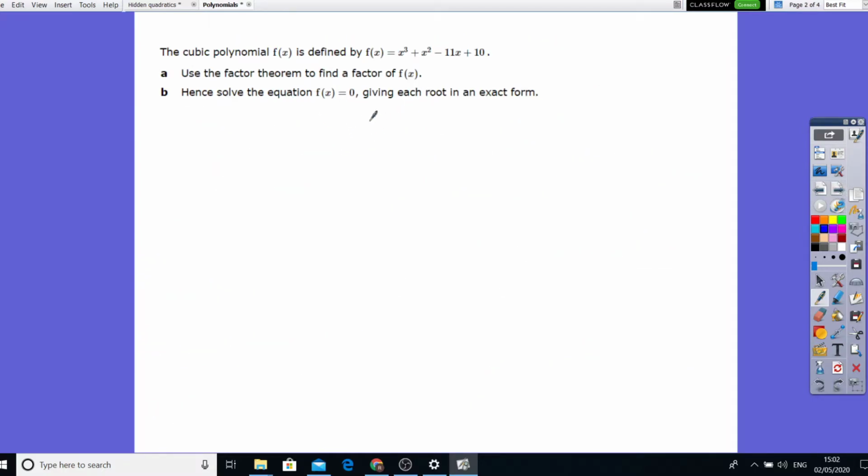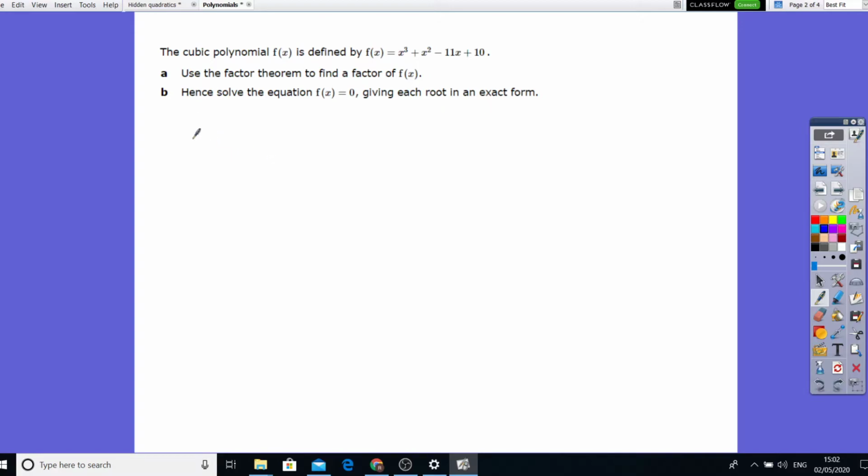Okay, this is a similar question. If you want to pause it, go for it. If you want to see what's going on, carry on pressing play and keep on watching. So first of all, use the factor theorem to find a factor, and hence solve this. So what we need to do is long division to solve it.